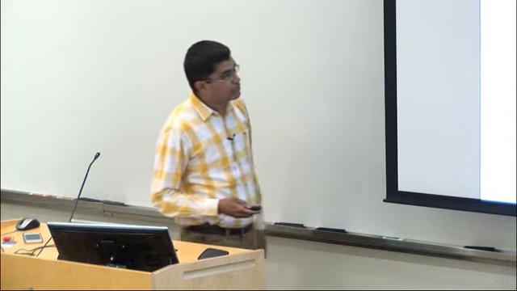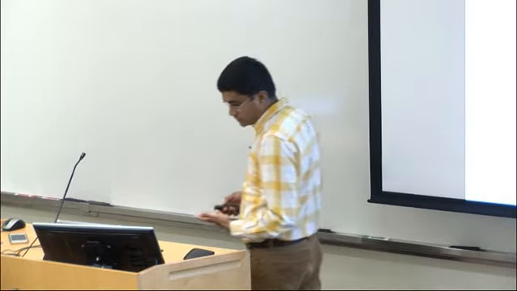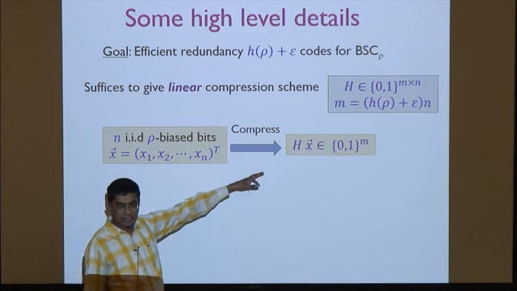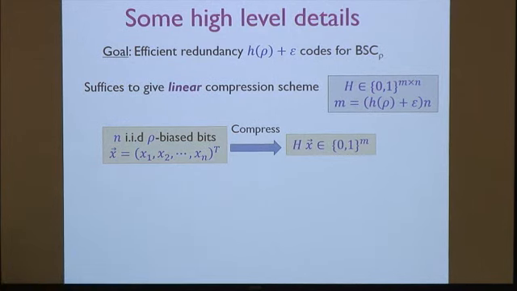What do I want to do? I have a source which is basically a binomial source. It spits out n rho-biased bits, IID, so each bit is 1 with probability rho. Of course, this has h of rho times n bits of entropy. So you would like to compress it to its entropy, which you can of course do in many ways. But I would like a compression scheme which is linear. So you need to apply a linear map, m cross n, and m should be pretty close to the optimal entropy. You should compress it to within epsilon of the optimal entropy, and the compression should be linear.